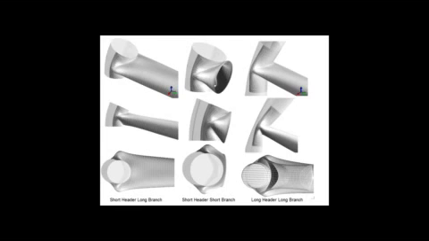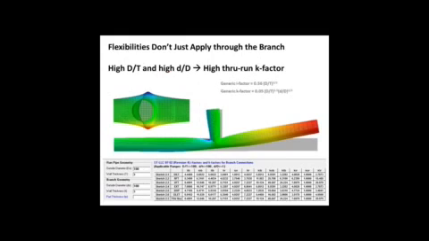This slide emphasizes D over T. D over T, D over T, D over T. It's the D over T ratio that produces ovalization, that produces high I's and high K's, and these are the areas where we have problems.